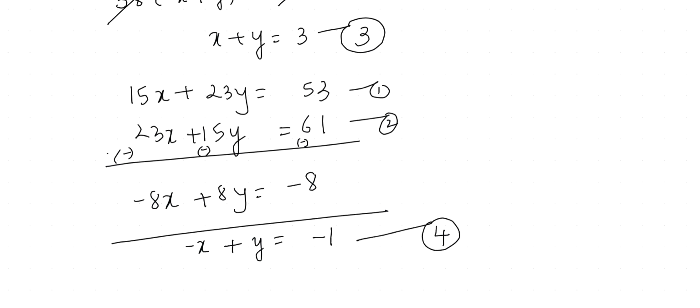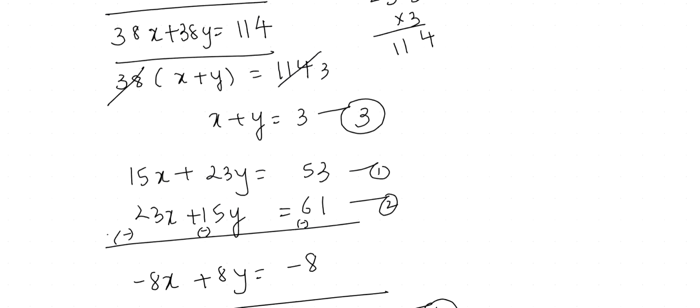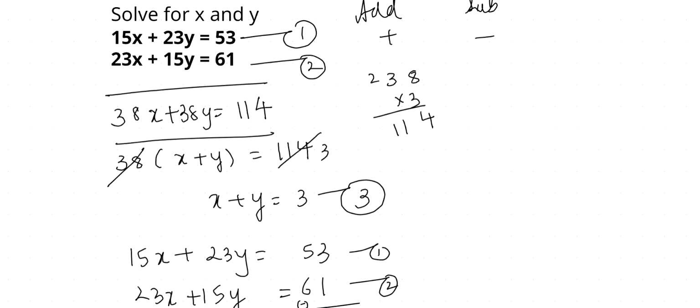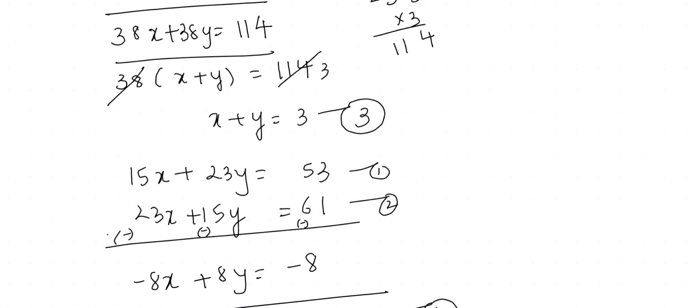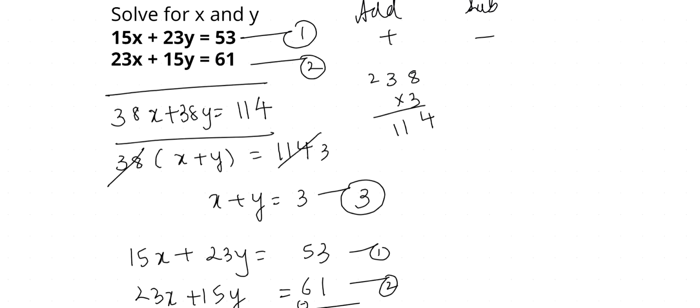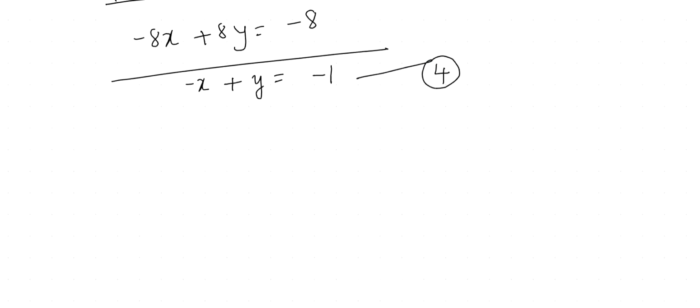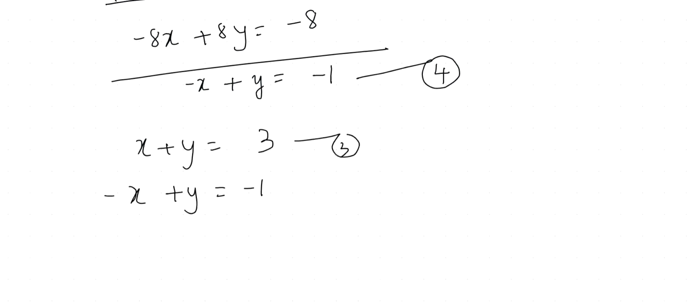So, just like in equation 3, we got it by taking out 38 as a common factor. Here, by taking out 8 as a common factor, we got equation 4. Now, just consider equation 3 and 4. X plus y is equal to 3. And equation 4 is minus x plus y is equal to minus 1. I'm just writing them together so that we can visualize what next to be done.